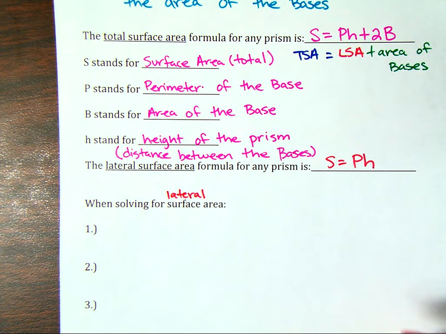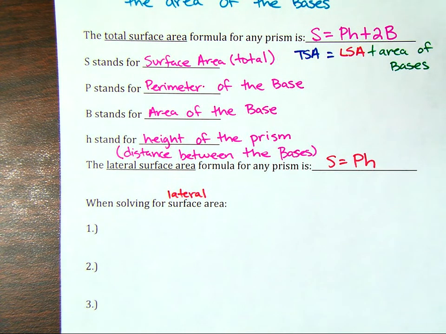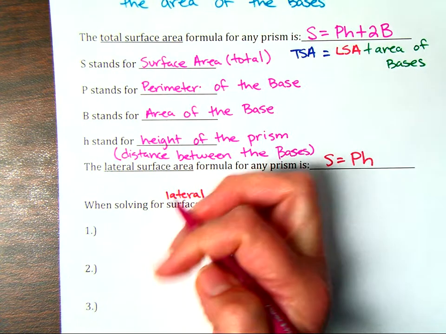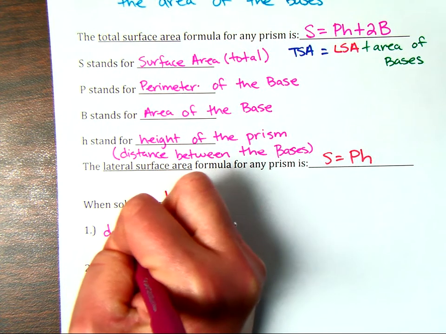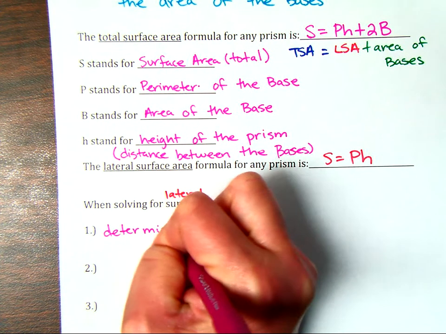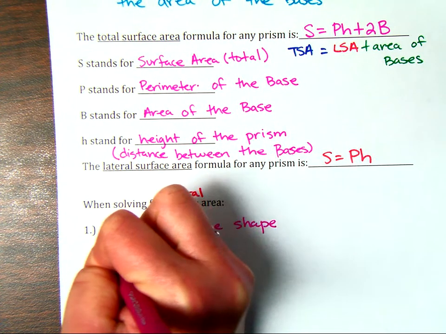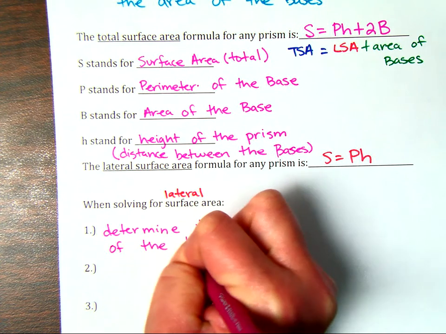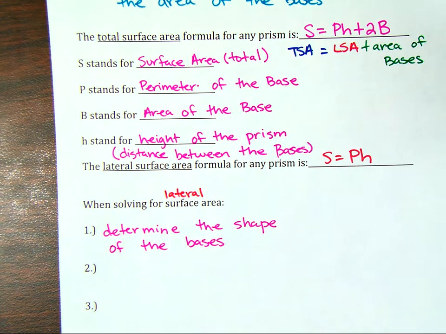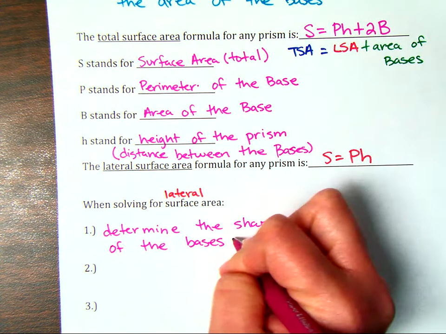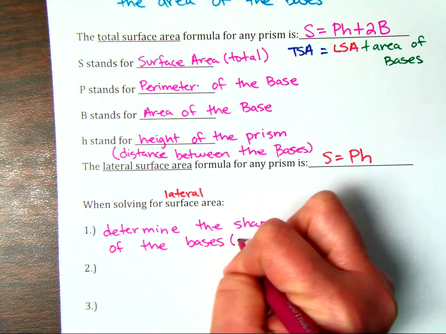So here are your steps for when you start finding the surface area, whether it be lateral surface area or total surface area. The first thing we need to do is determine the shape of the bases. The reason we have to determine the shape of the bases, two reasons, but the main one, is so we know how to name it.